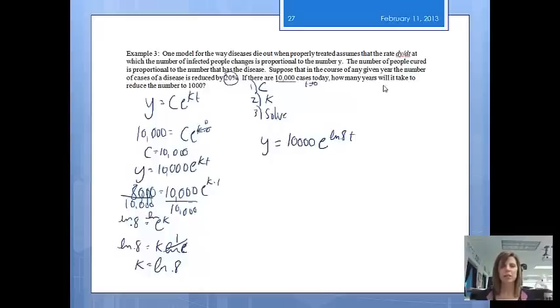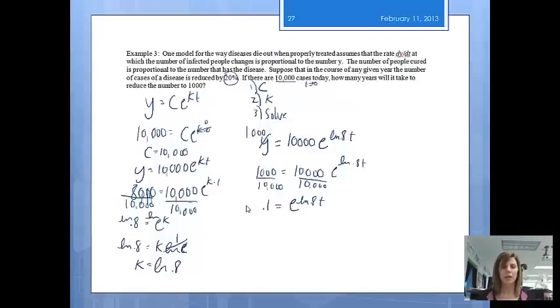It says, how many years will it take to reduce the number to 1,000? So I want to know, when will my y value be 1,000? So from here, we've got 1,000 equals 10,000 e to the ln 0.8 t. We'll divide both sides by the 10,000. And that will leave us with 0.1. So we'll get 0.1 equals e to the ln 0.8 t.